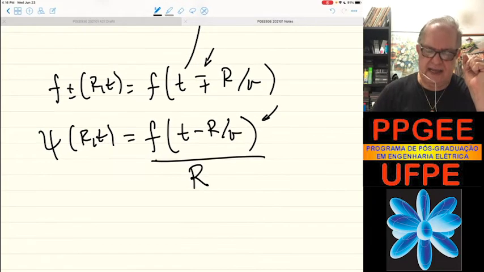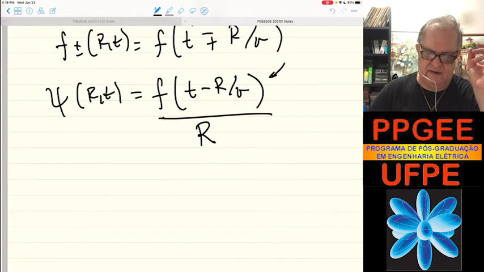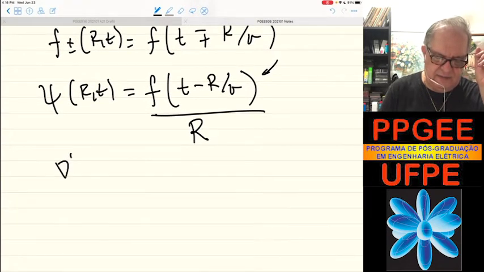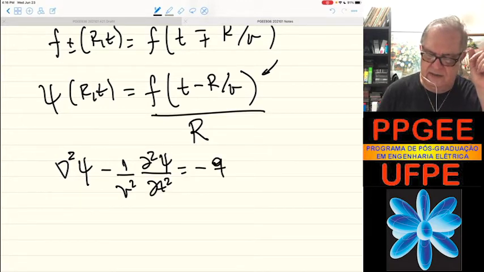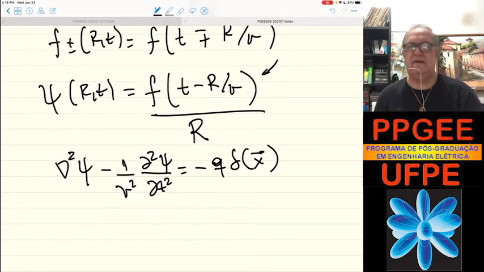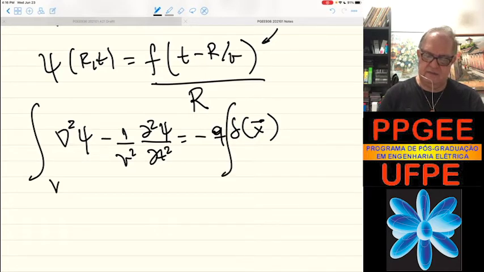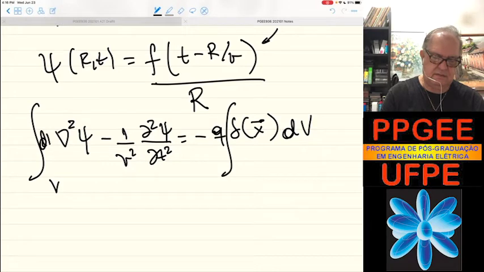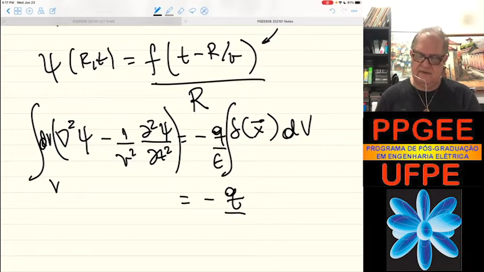Okay, so let's integrate the wave equation now, and let's take into account the existence of the singularity. So we have the Laplacian of psi minus 1 over v squared, the second time derivative, equals minus q delta, right? And now I integrate around the origin, and this is going to give me minus q. I forgot the epsilon here, right? Over epsilon.